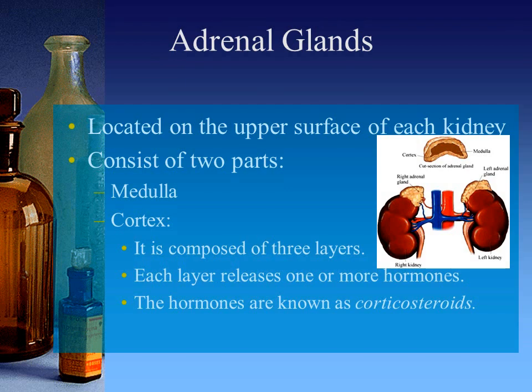Now, the medulla, we're not going to spend a whole lot of time talking about. The cortex is the one that we're a little more interested in. And the cortex is composed of 3 layers: an inner, a middle, and an outer layer. Each of those layers releases hormones. The hormones that are released from the cortex of the adrenal gland are referred to as corticosteroids.